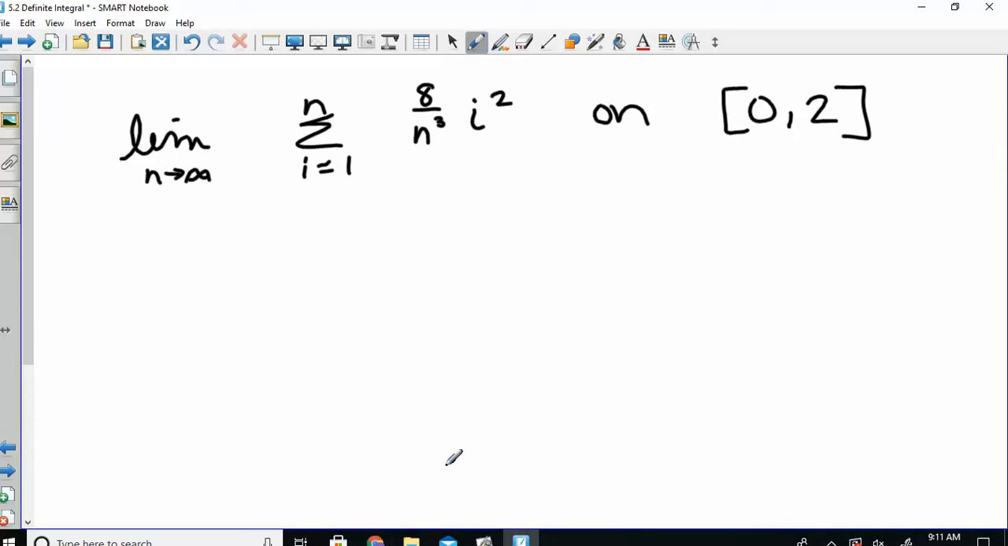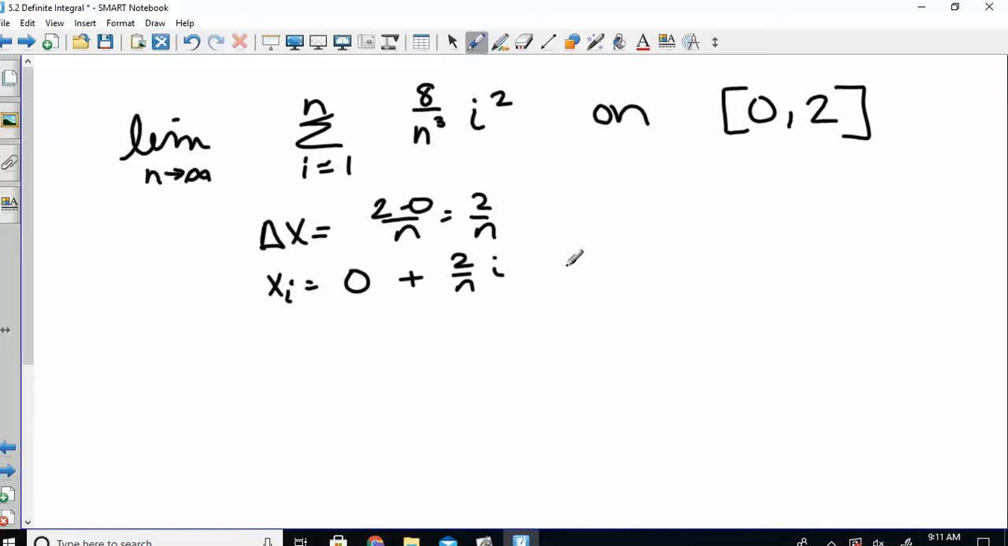Okay, so if I asked you to evaluate this with an interval. Think about when you had an interval and you had turned it into this. We had to start out with our change in x and our x sub i, right? So we have to do that here. Change in x would be 2 minus 0 over n, or 2 over n. X sub i is your starting point plus 2 over n times i.